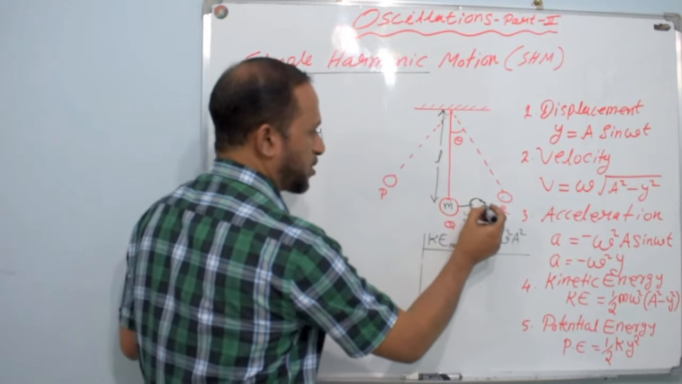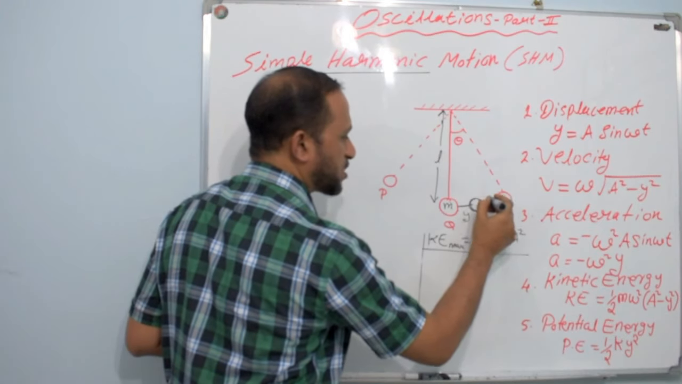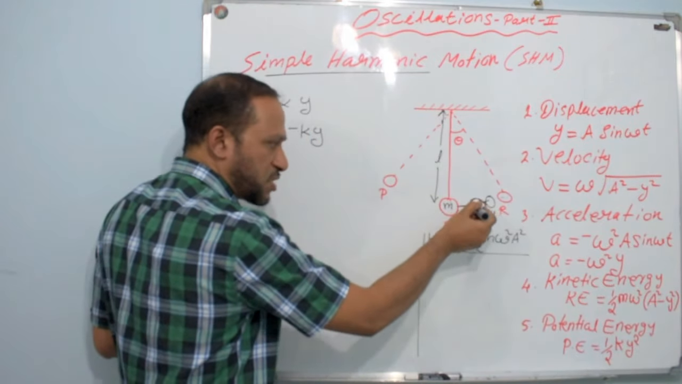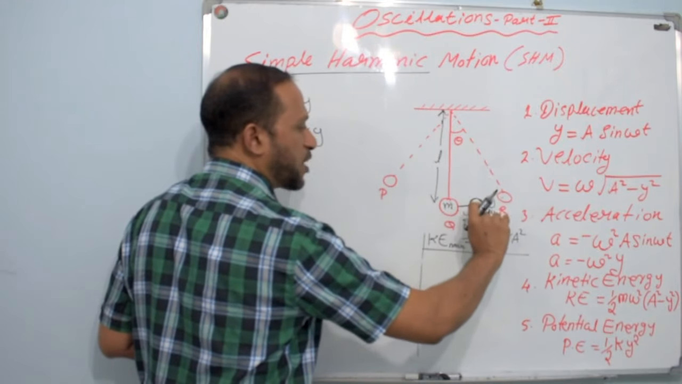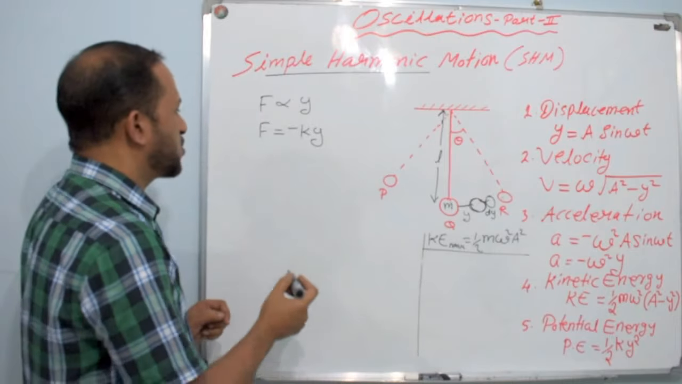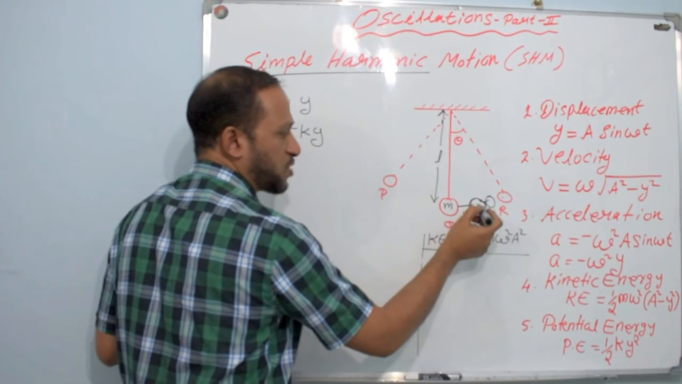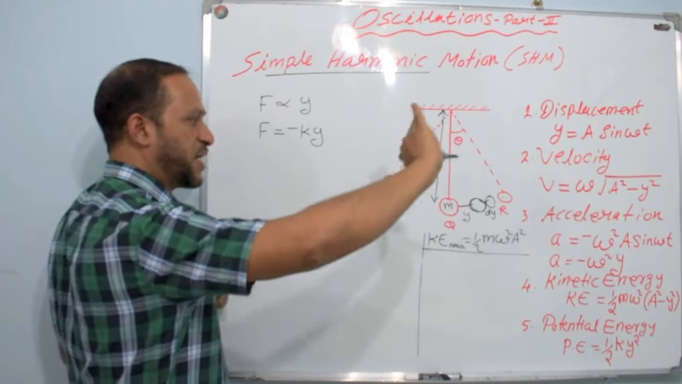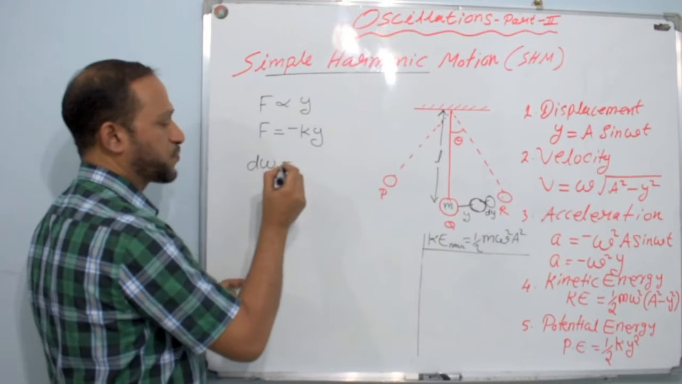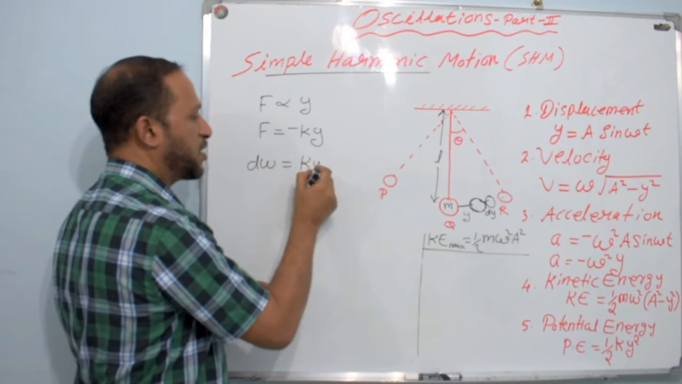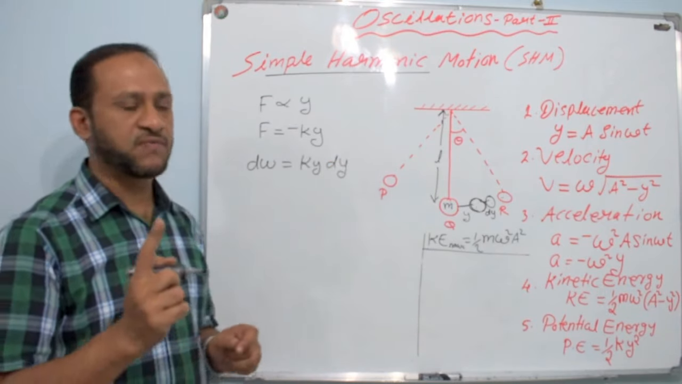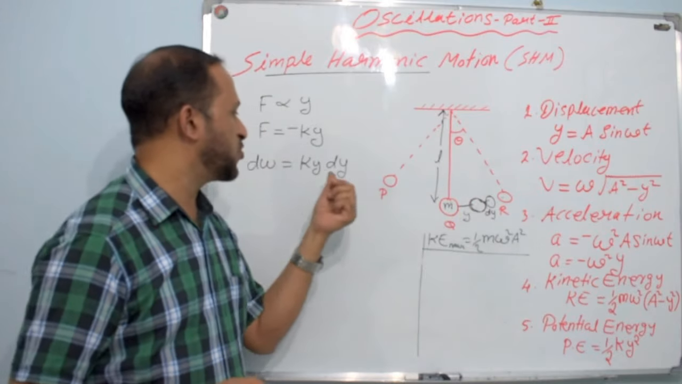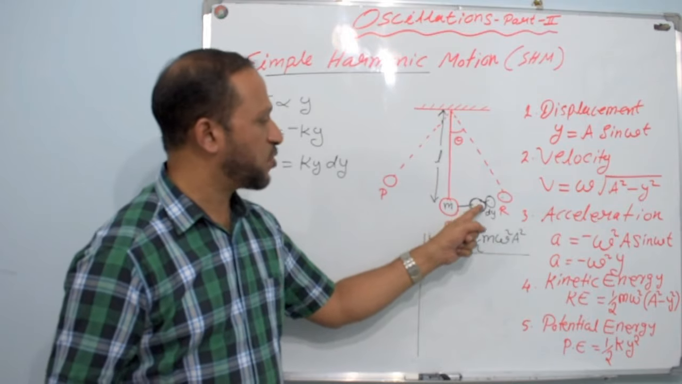Now imagine, from this point, I am displacing the bob further a small distance, a very infinitesimally small distance, say dy. For that purpose, since minus ky is the force acting towards the mean position, to displace in the opposite direction, I should apply a plus ky force in the opposite direction. So I'm doing a small amount of work to displace the bob from this point to this point through a small displacement dy by applying a force plus ky in that direction. So the small amount of work done, dW, is equal to the applied force plus ky into displacement dy. Work done is equal to force into displacement. So ky is the small amount of force applied and dy is the displacement. Ky into dy, that is a small amount of work done.